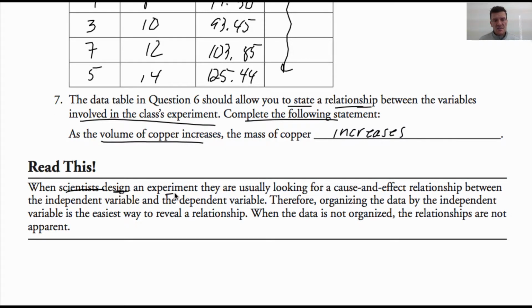When scientists design an experiment, they are usually looking for a cause and effect. In other words, one changes, the other changes in one manner or another, between the independent variable and the dependent variable. So organizing the data by the independent variable is the easiest way to reveal that relationship. When the data is not organized that way, the relationships are not very evident. They're hard to find.